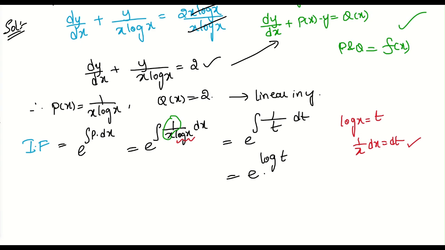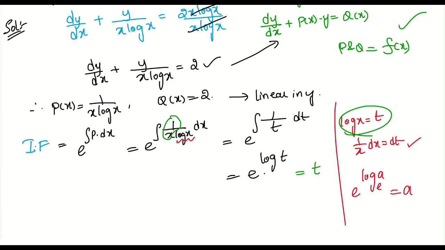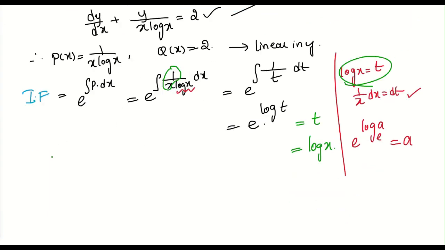E power, we have a formula. Let me write the formulas here. E power log a to the base e will always be a. So what is the answer here? I'll be getting t alone. What is our t originally? Which is nothing but log x. Is it clear? So this is our integrating factor.